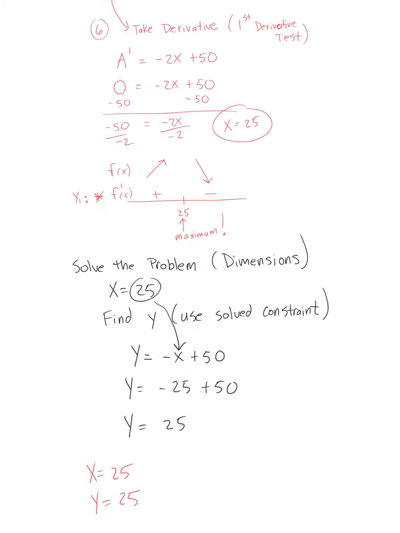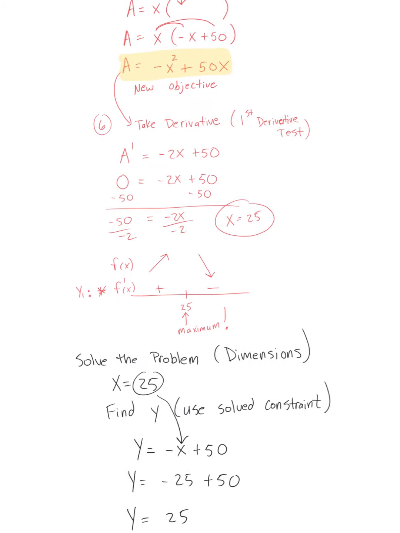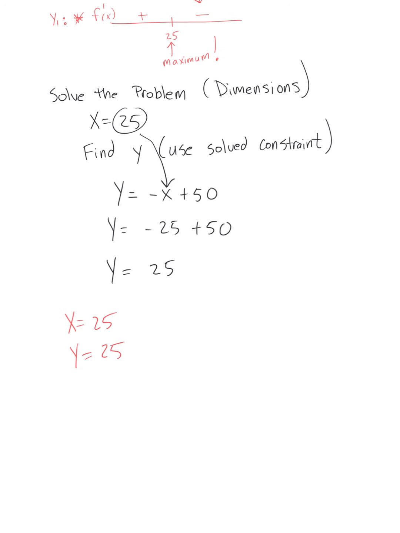Now, did the question ask us for anything else? Let's go back and read. What is the maximum area? So now we have to find the maximum area, and we know that our objective equation was the area, x times y. 25 times 25 gives us 625 units squared. And in fact, the problem did give us specific units, meters.